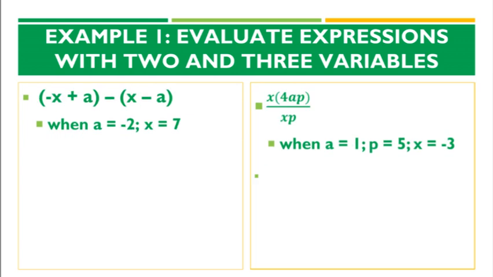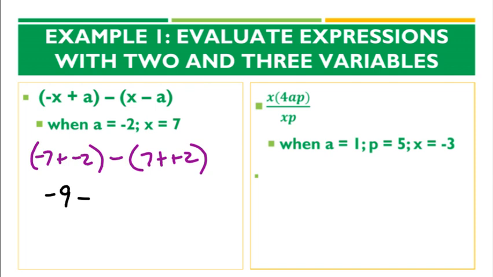Other examples, when a is negative 2 and x is 7, let's substitute the numbers in. So we have negative 7 plus a negative 2 minus x is 7, a is a negative 2. We can simplify this. So now it's negative 7 plus a negative 2 is negative 9, minus 7 plus 2 is 9. 9 minus 9 is a negative 18.